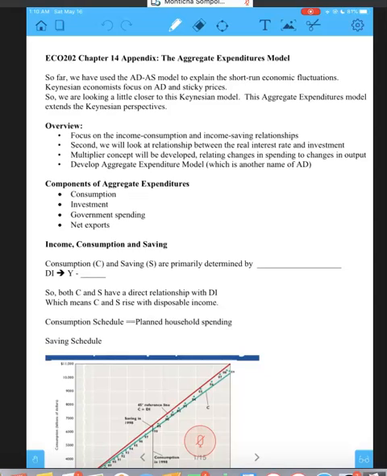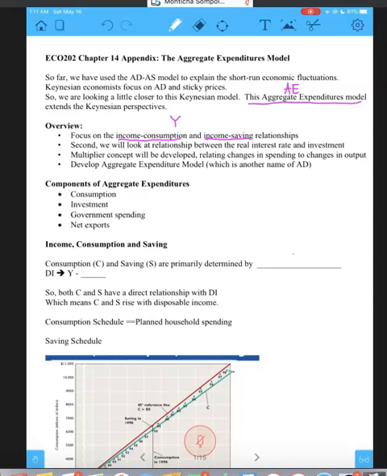So the aggregate expenditures model, this is what we call aggregate expenditures model, which is an extension of the Keynesian perspectives. So this is how Keynes developed his theory. Okay, so on the demand side, right? Here, what we're going to be doing in this chapter, first of all, we will be looking at the income and consumption relationship, and then it will be income and saving relationship that we would like to put together.